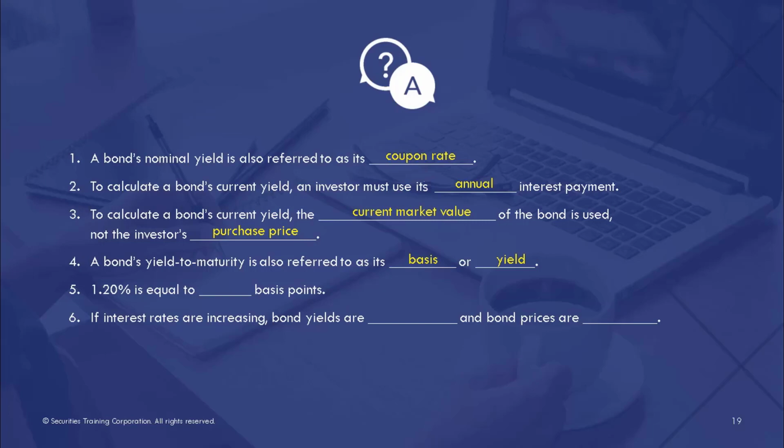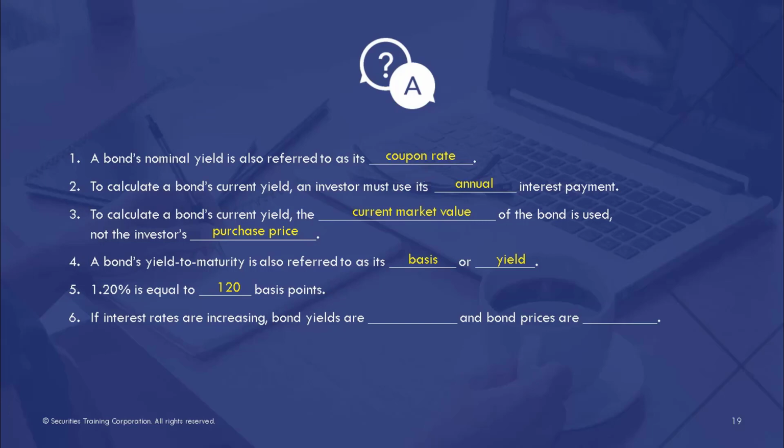Number 5, 1.20% is equal to blank basis points. So how many basis points do we have if we have a term that has 1.20%? That would be 120 basis points. Each percentage point is 100 basis points.